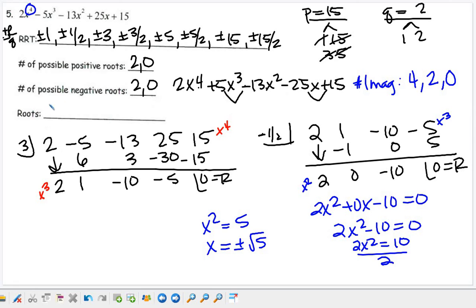So we have our 4 roots: 3, the first one we found, then negative 1/2, and then our irrationals, plus or minus the square root of 5. So we have 2 negative, 2 positive, no imaginary. Yet, well, we had 1 in the other problem, or 2, technically.